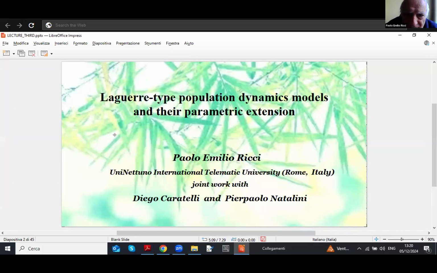I have this paper, which is a variation of a preceding one I gave for the preceding meeting. I try, in some extension, to extend Laguerre-type population dynamics using a parameter.